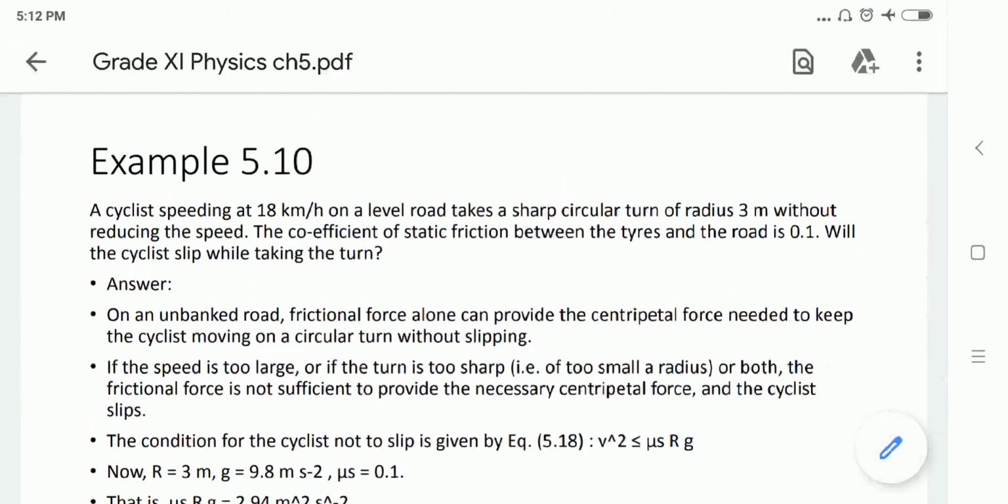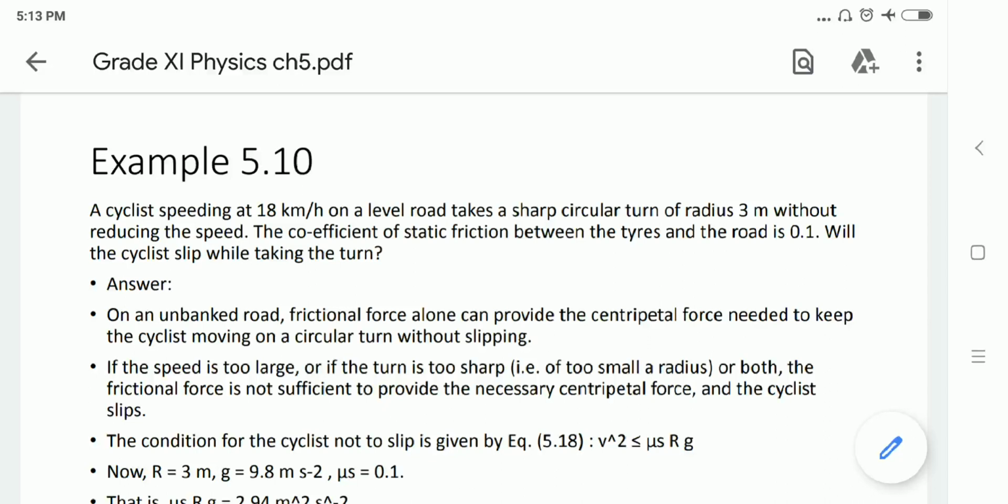A cyclist speeding at 18 km per hour on a level road takes a sharp circular turn of radius 3 meter without reducing the speed. The coefficient of static friction between the tires and the road is 0.1. Will the cyclist slip while taking the turn? Here we need to determine its velocity and then we can define whether the cyclist will slip or not.